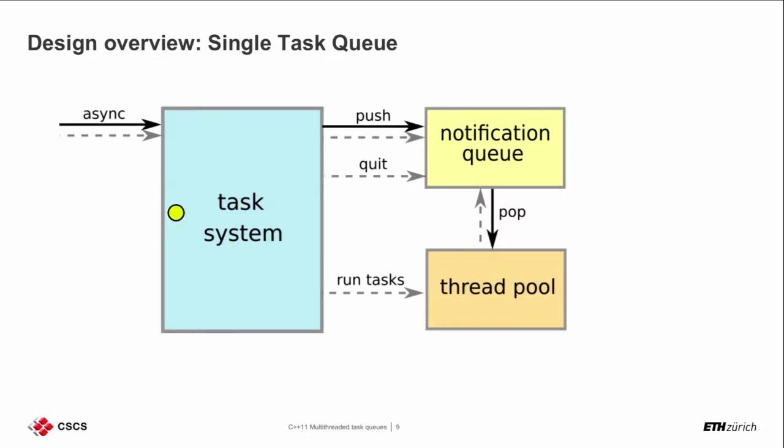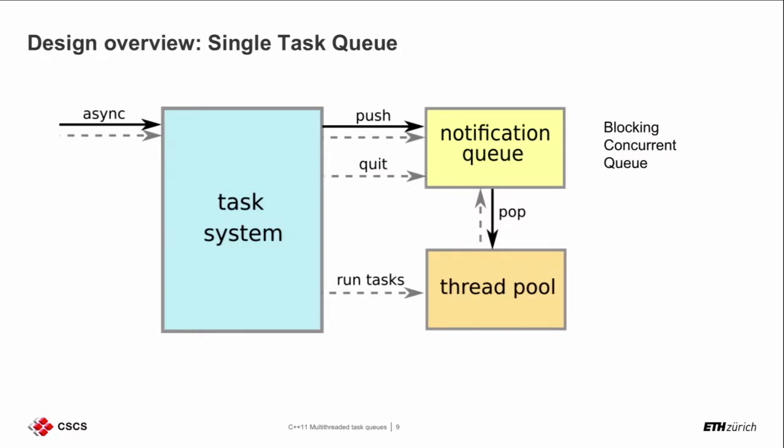What the task system should do is push this task onto the notification queue, and then it should tell the thread pool, okay, you can start running tasks. And then the thread pool should start popping tasks out of the queue and executing them until the task system tells the notification queue to quit, in which case we stop executing.